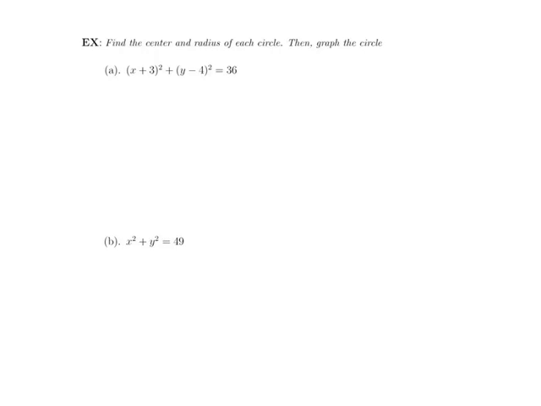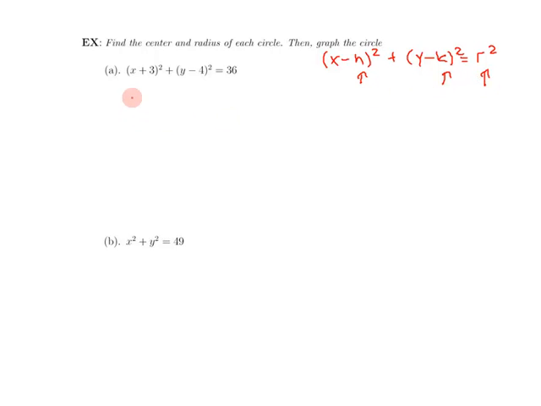The equation for a circle is given. In this case, we have x plus 3 squared plus y minus 4 squared equals 36. We're asked to find the center and the radius of each circle, and then to graph it. Alright, so remember that the equation for a circle is x minus h squared plus y minus k squared is equal to r squared. So we've got to determine the h, the k, and the r.